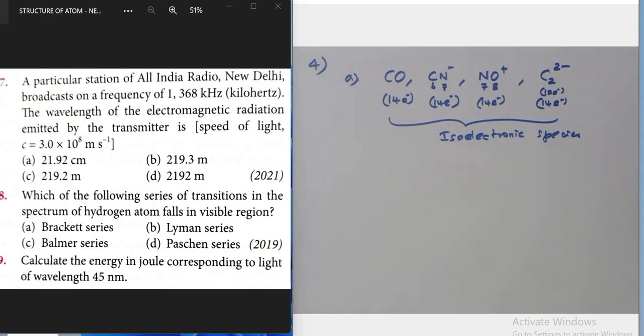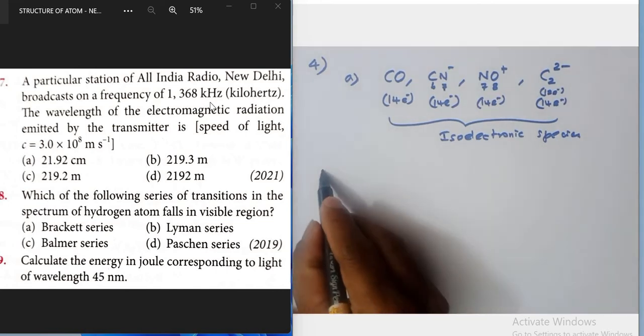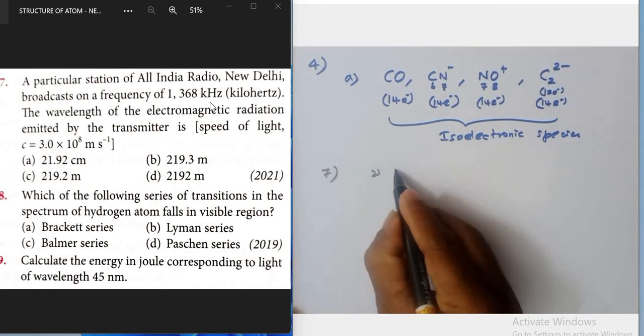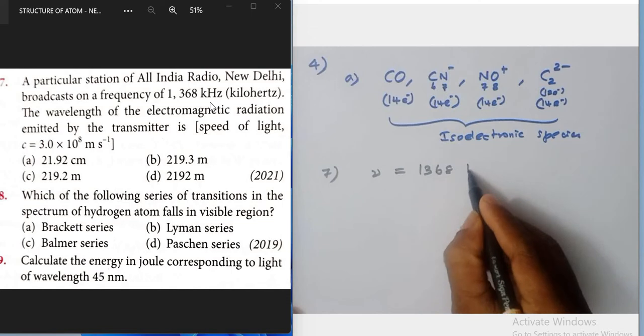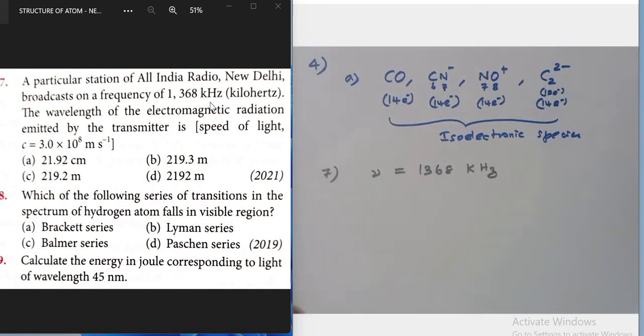Question number 7: a particular station of All India Radio, New Delhi, broadcasts on a frequency of 1368 kilohertz. Frequency nu is given, which is 1368 kilohertz. They are asking the wavelength of the electromagnetic radiation emitted by the transmitter. Frequency is given, they are asking the corresponding wavelength.